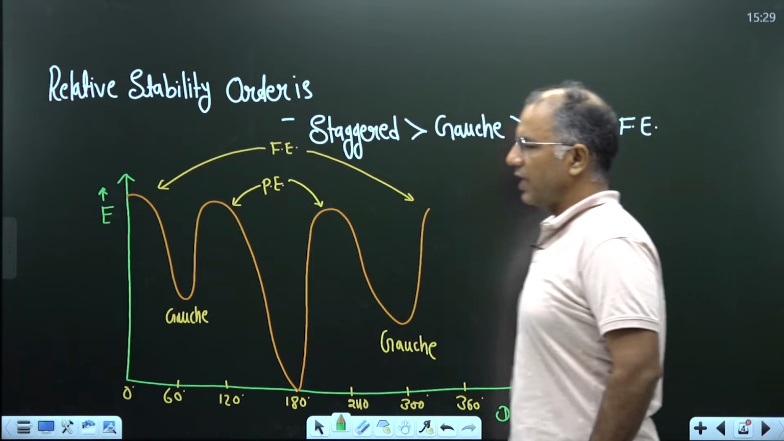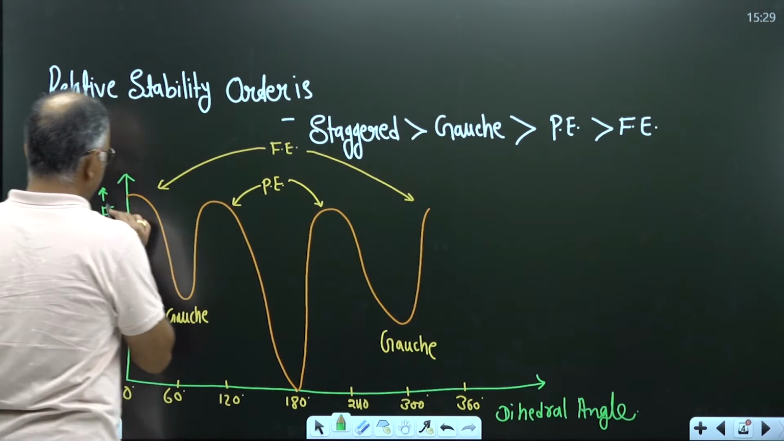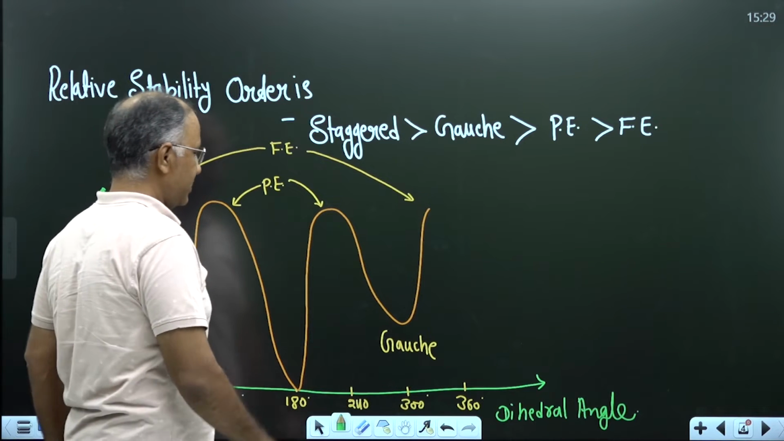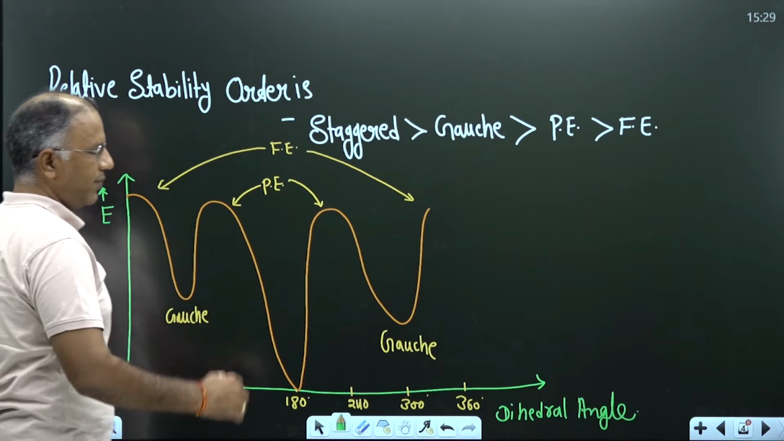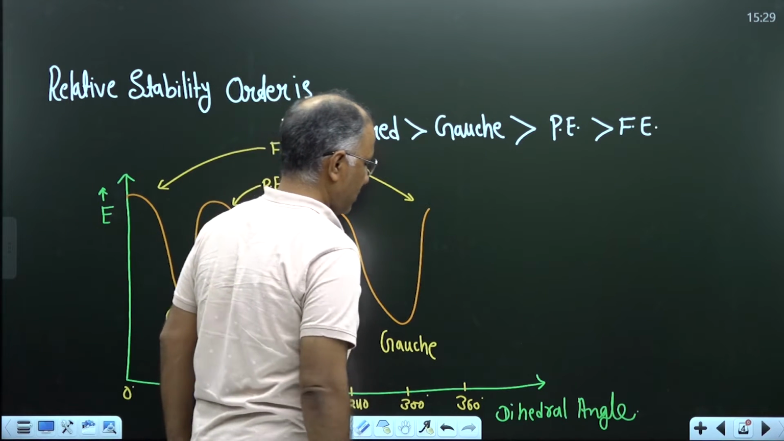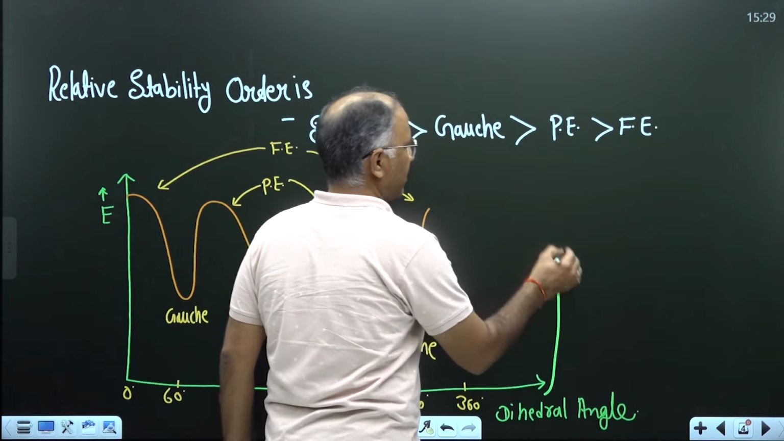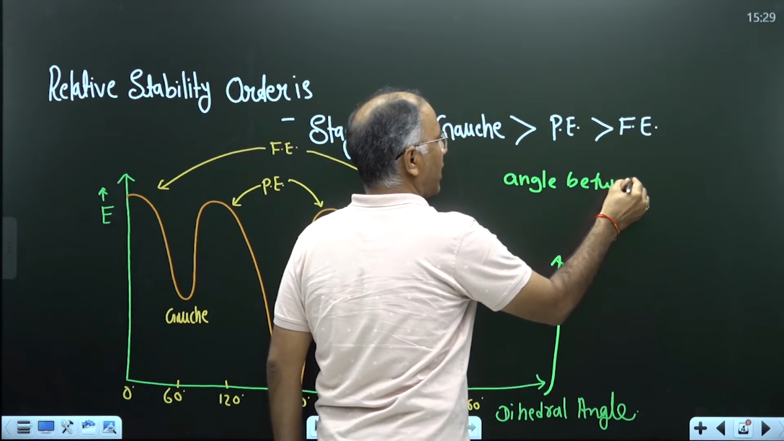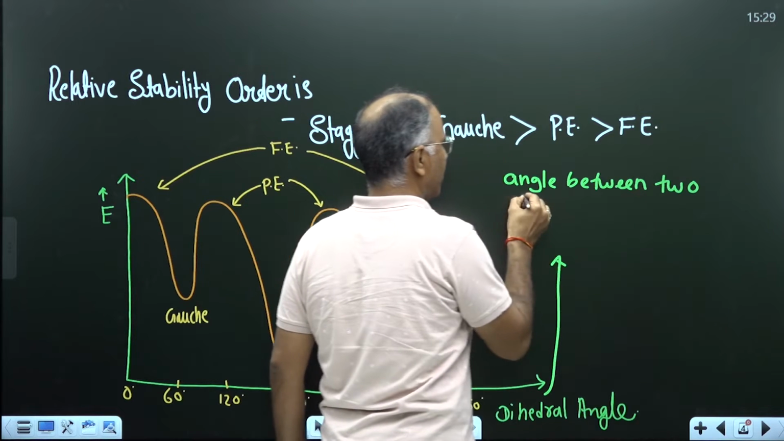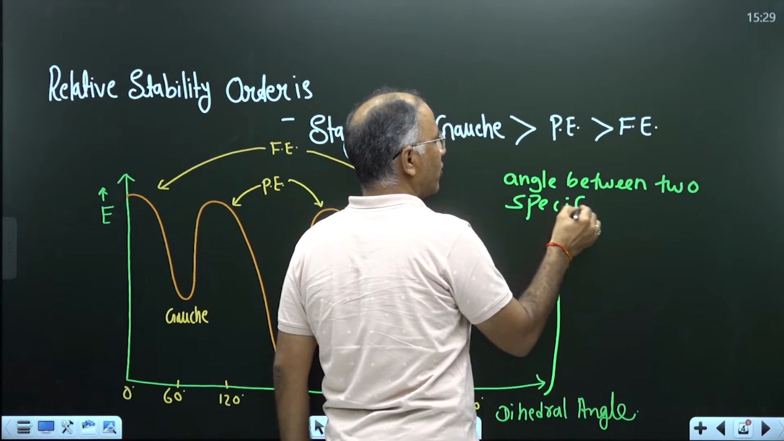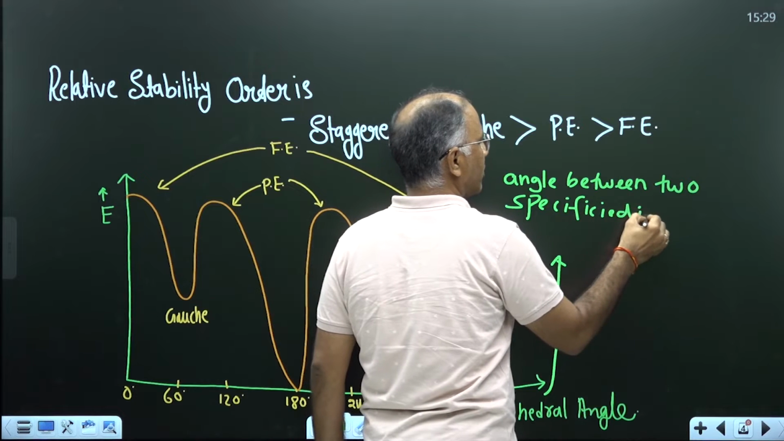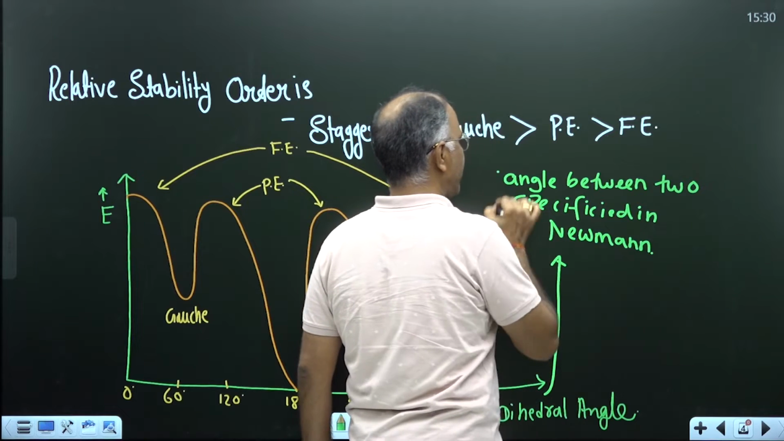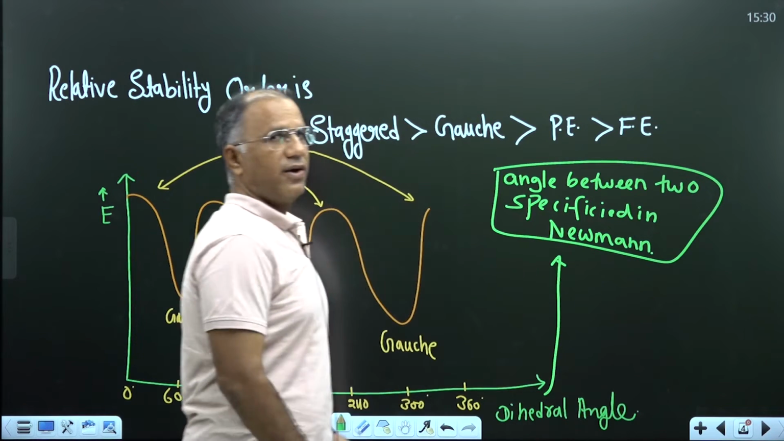Now, if we draw an energy diagram, this is energy and this is the carbon-carbon bond rotation, or we can say dihedral angle. Now, what is the meaning of dihedral angle? The dihedral angle means the angle between two specified groups in Newman. The angle between two specified groups in Newman projection is known as the dihedral angle.